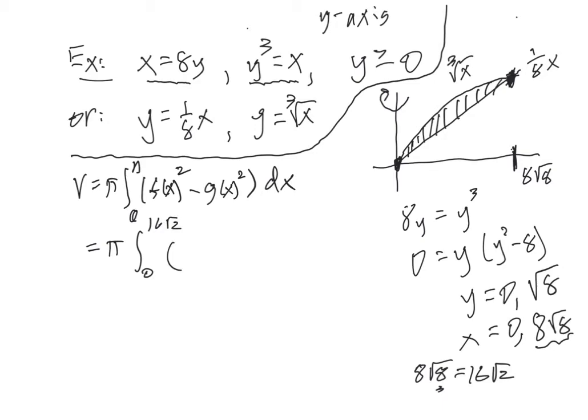The function on the top, remember I wrote the formula kind of generically as functions of x, and we're actually going to use functions of y. The one on the top is the furthest to the right. Top goes this direction, and that's the line. So 8y squared minus, and then the function on the bottom is y cubed squared.